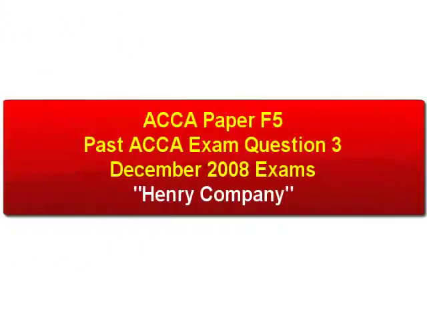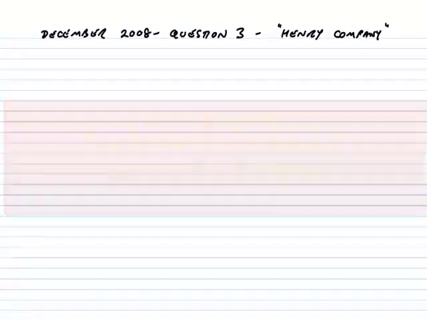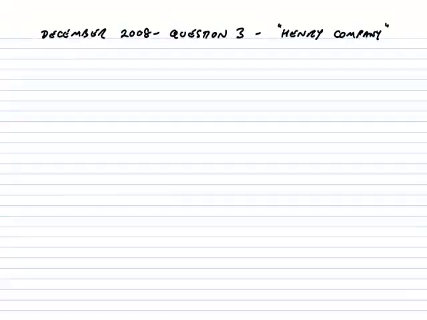This is question 3 from the December 2008 paper F5 exam. So make sure you've got the question in front of you, either from a revision kit or download it from the ACCA website. It's question 3, Henry Company. So let's have a look.